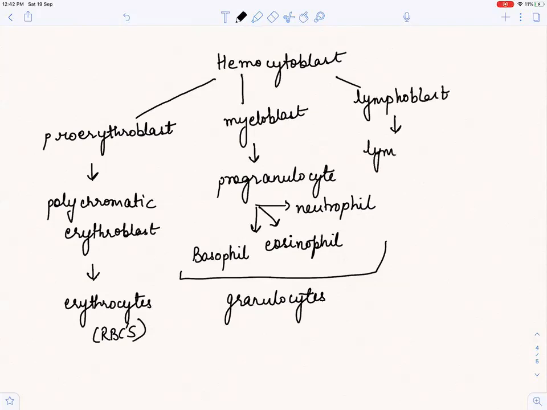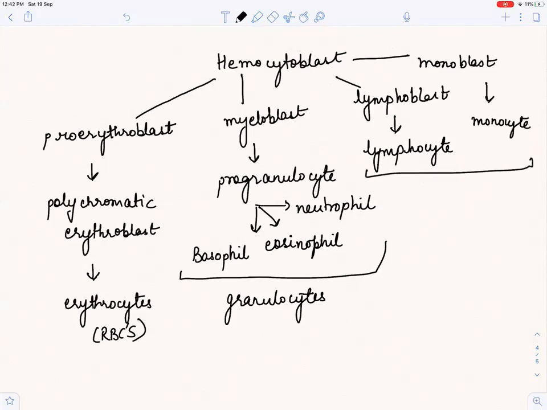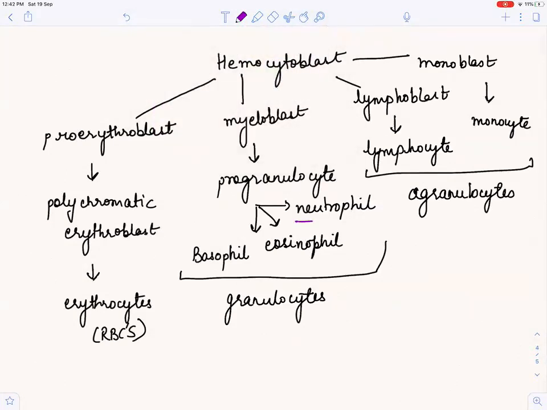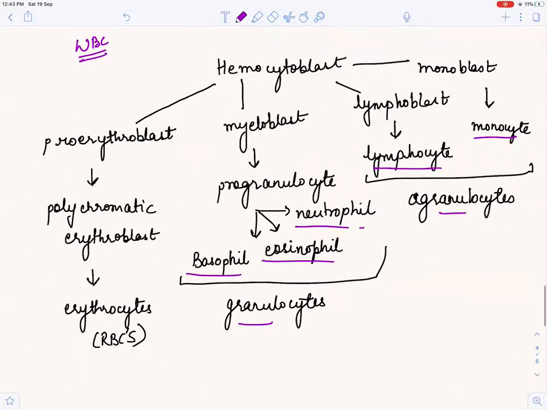Lymphoblast से बना lymphocyte. And one more, monoblast से क्या बना? Monocyte. Right? And these two are what? These are agranulocytes. और ये क्या है? We had studied, these are neutrophil, eosinophil, basophil, monocyte, and lymphocyte. So we have divided them into granulocytes and agranulocytes, but they are WBCs. Remember, we did it.